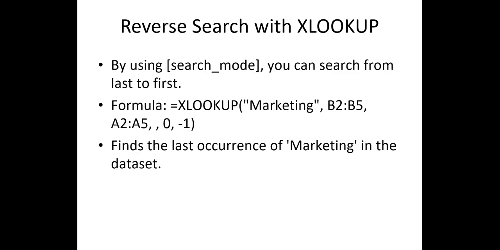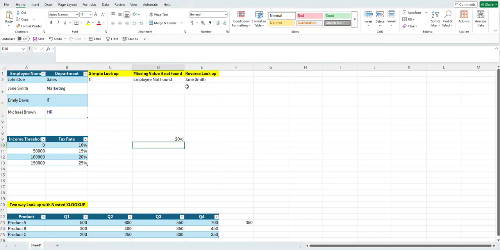All right, so reverse search with XLOOKUP. What does that mean? By using the search mode, you can search from last to first. In this case, we have this formula for marketing. We're looking for marketing, and you can see the -1 part, but you have a 0 in there also. So find the last occurrence of marketing in the data set. Again, it will make more sense when we look here. It's this one, the reverse lookup.